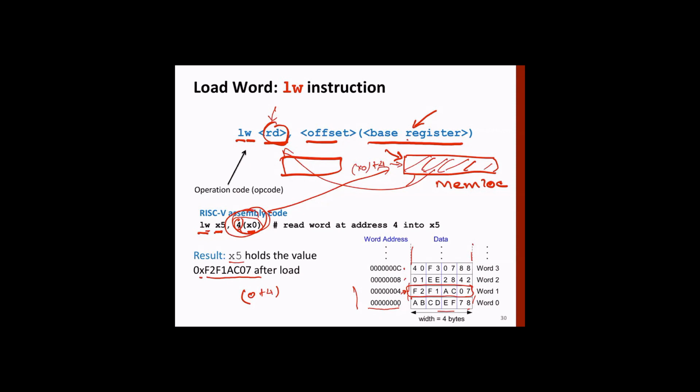Had we defined x1 instead of x0, and x1 contained some value, let's assume x1 contained 0, 0, 0, 0 up to 7, 0, and 8, then essentially we are adding to these contents this constant 4. With the addition of this, the address becomes 0, 0, 0, 0, C. And then we are reading the word. It means that we are reading this word and bringing it into register x5.